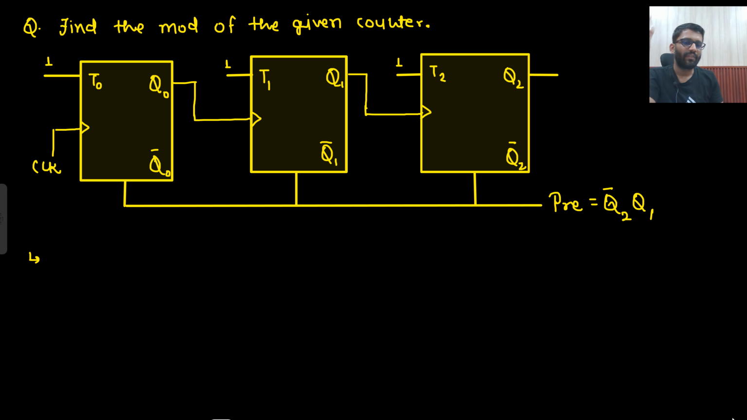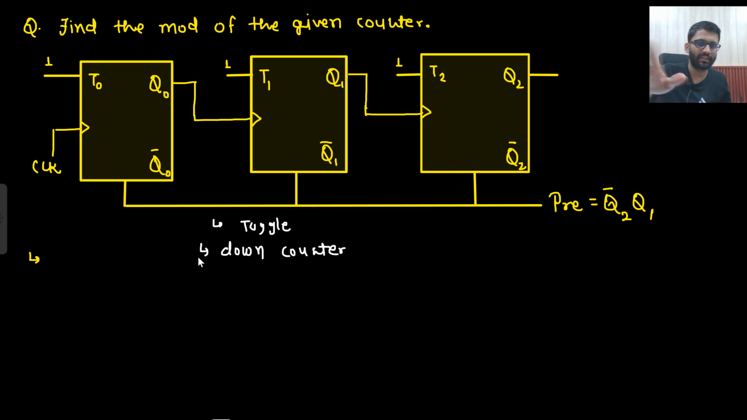So find the mode of the given counter. You need to find the mode of the given counter. Okay. So first thing, is it a down counter or an up counter? Down counter. All flip-flops are in toggle mode. First you need to see that all are in toggle mode and it is a down counter.